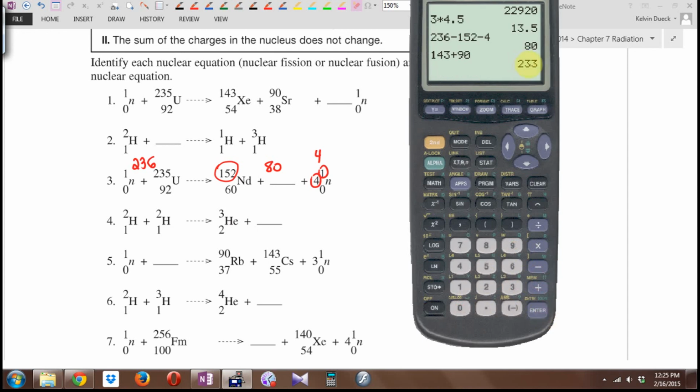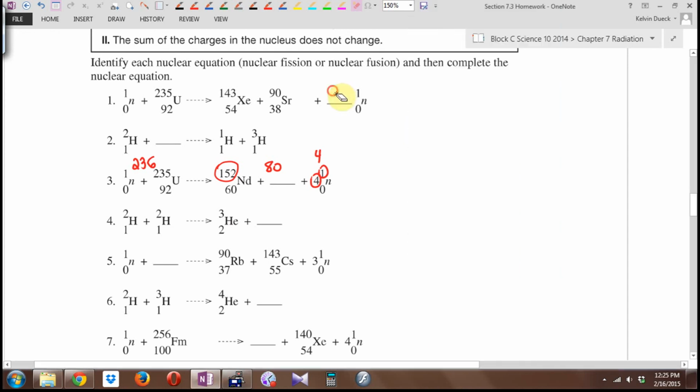I got 233. Because each neutron is worth what? 1. So I'm saying you need 3 more of those, otherwise your mass doesn't balance. Does that make sense? Yeah. Okay.